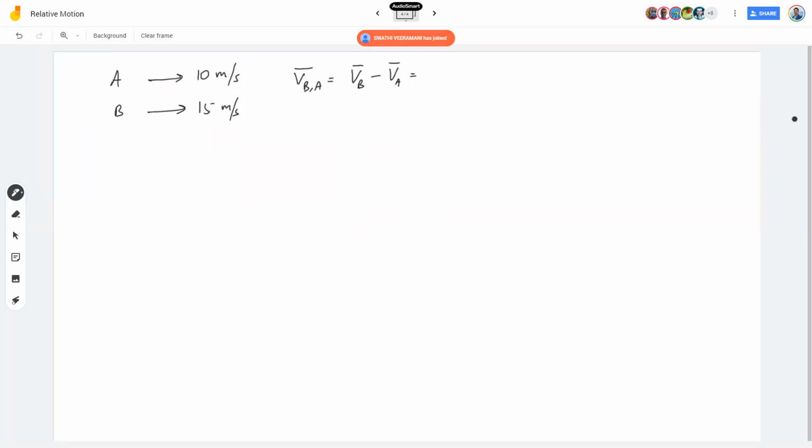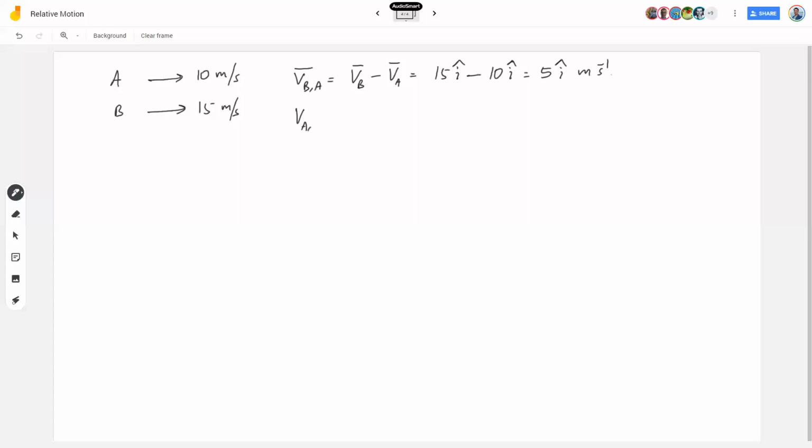If you write it in vectors, B's velocity is 15 I cap. I am casually using the convention now, I am not specifying it anywhere, I hope you are following it. B bar, 15 I cap, minus A bar, which is 10 I cap, equals 5 I cap meters per second. That is the velocity of B with respect to A.